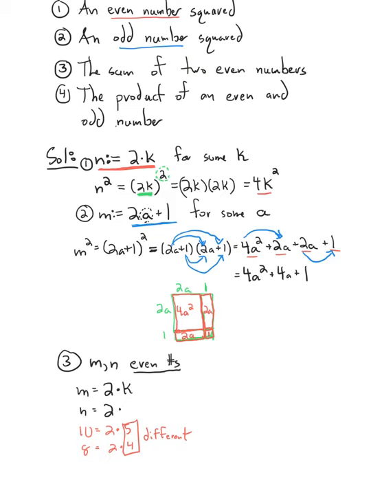Because m and n could be two different numbers, I have to use different variables. Maybe I'll use L to mean that other number for n. So that's the big takeaway: because they're different numbers, I need to express them using different variables. Okay.